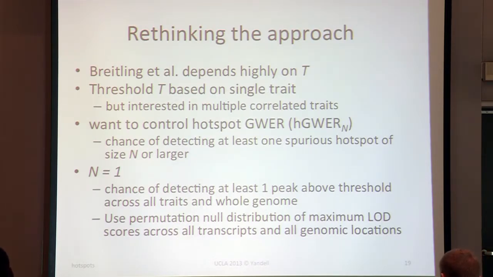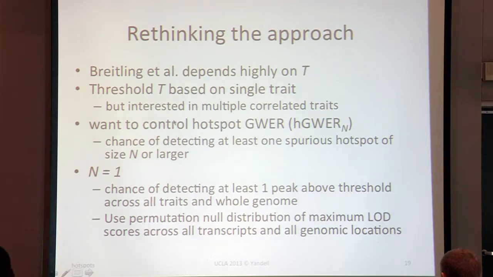So we got to rethinking the approach. The breeding-at-all approach depends highly on the initial threshold that you set, and that's based on a single trait. That's okay, we can still work with that. But we're really interested in working with multiple correlated traits. So one could go back and develop a method that deals with multiple correlated traits, but that gets kind of complicated. So what we decided to do instead was to think about using a single trait but adjusting the threshold.